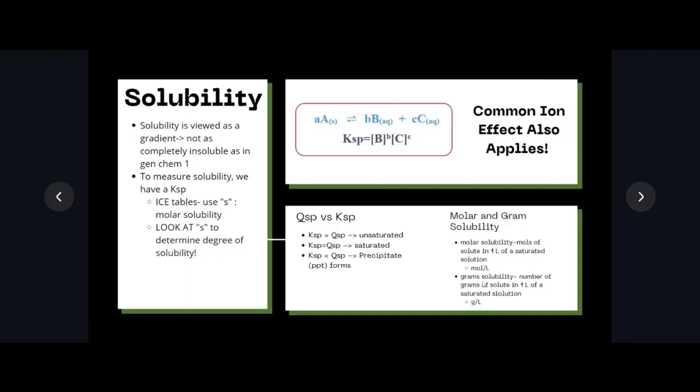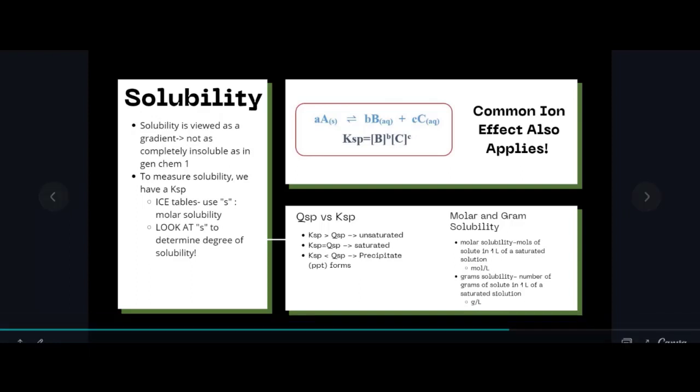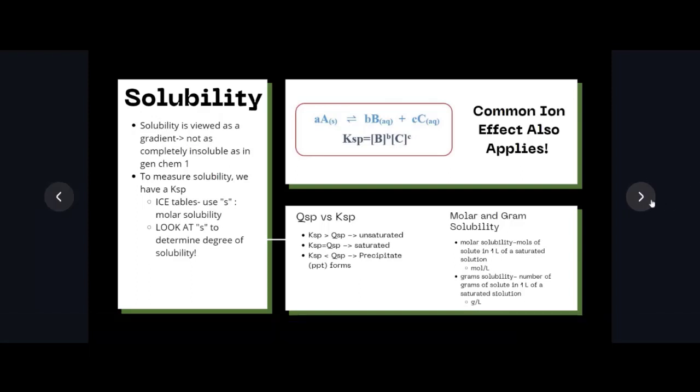There's also a difference with gram solubility, which is the number of grams of solute in 1 liter of a saturated solution, so grams per liter. If you have molar solubility, you can get gram solubility by just multiplying by the molar mass.